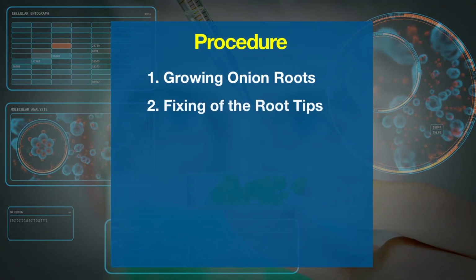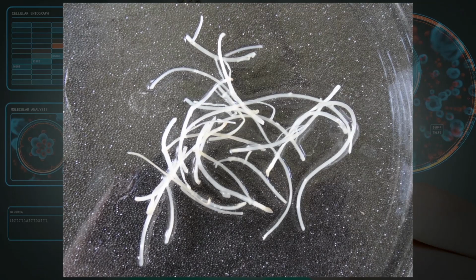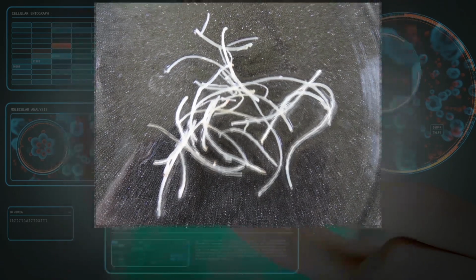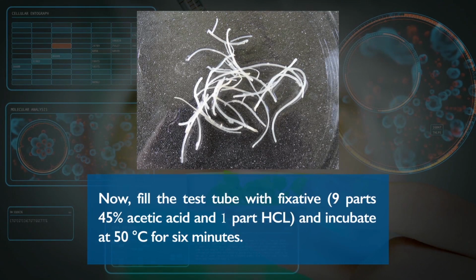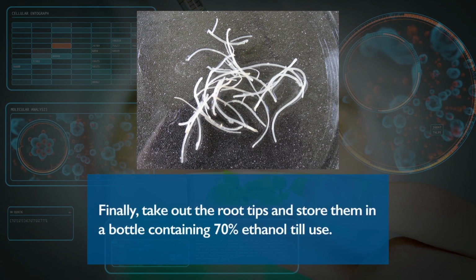The next step is fixing of the root tips. To harvest the root tips, take the onion bulb and cut off about 1 cm long pieces of the root tips and transfer them in a test tube. Now, fill the test tube with fixative and incubate at 50 degrees Celsius for 6 minutes. Then, transfer the root tips to another test tube and incubate them in 90% ethanol for 2 hours. Finally, take out the root tips and store them in a bottle containing 70% ethanol till use.